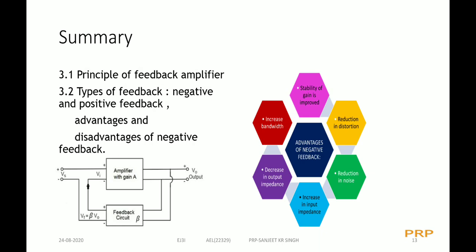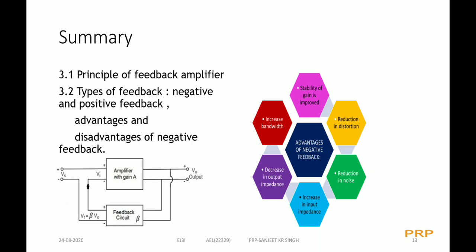So here is the summary of what we learned in this presentation. First we saw what feedback is, and how feedback amplifiers perform. There are two main parts, remember, the amplifier circuit and the second one is the feedback circuit, and depending upon whether the feedback signal is in additive mode with the original input or in subtractive mode, accordingly we have the positive feedback and the negative feedback.